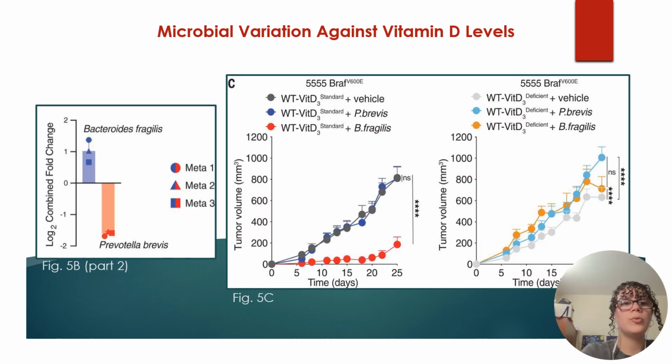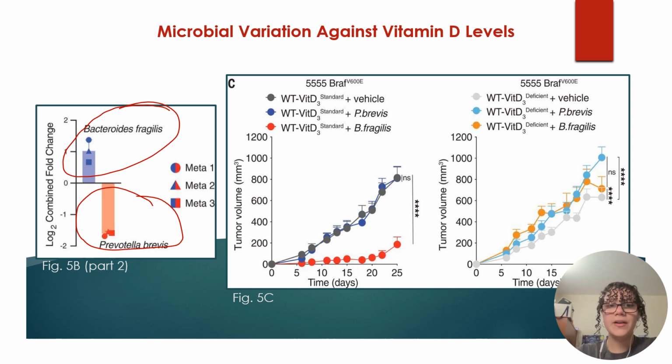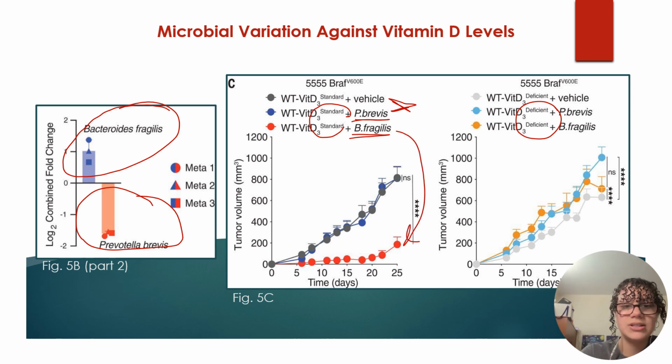In previous metagenomic data, we noted that B. fragilis had the greatest change and increase with high vitamin D levels, and P. brevis actually reduced. From here, we looked at P. brevis and B. fragilis in a vitamin D standard environment and a vitamin D deficient environment. As you can see here, P. brevis didn't really change the full effect that much, but an inclusion of B. fragilis greatly reduced the tumor volume, indicating that that is what's causing the anti-cancer effect.